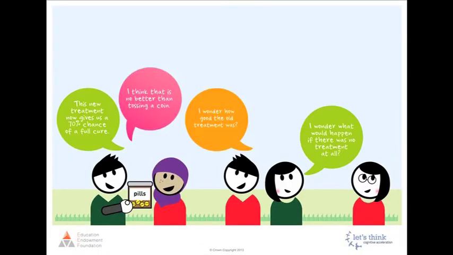So there's a character saying, this new treatment gives us a 70% chance of a full cure. One of them says, well, I think that's no better than tossing a coin. The other character says, I wonder how good the old treatment was. And the final character says, I wonder what would happen if there was no treatment at all. So these are very thought-provoking questions to get the students to think about and discuss the impact of probability in their everyday lives.